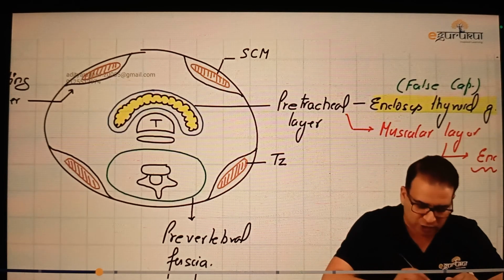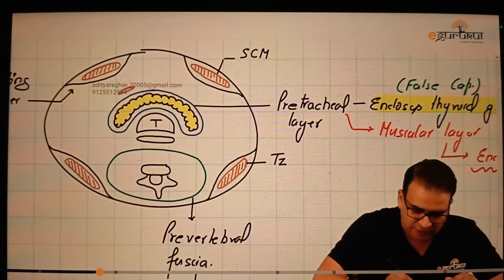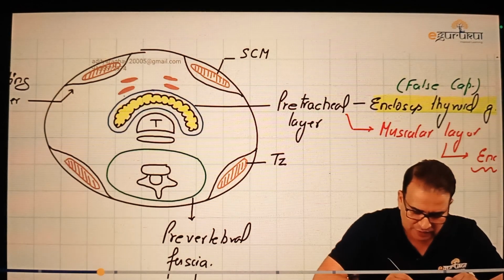If I try to draw that here, like if you have a muscle in front, we have the strap muscle present in front of the thyroid gland, the sternothyroid, like that. You have a muscle like this. So if you use the same color, you will have the fascia enclosing these muscles also.